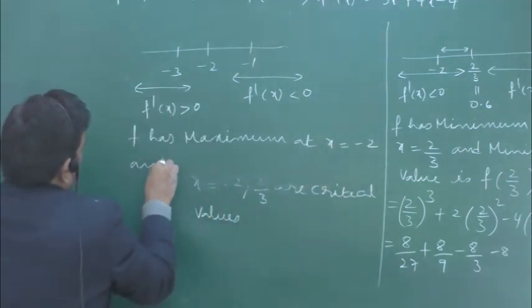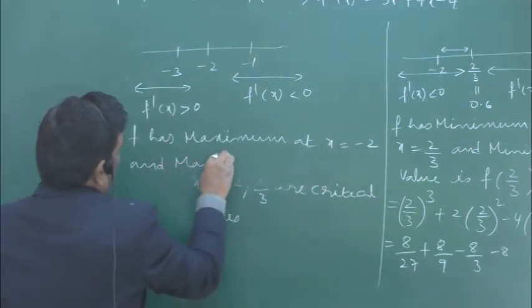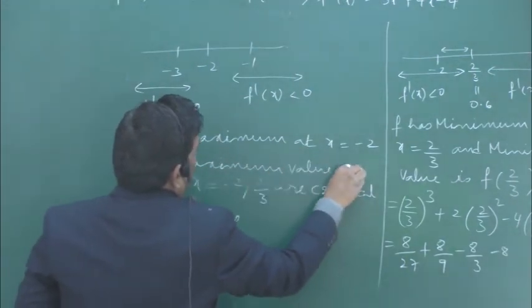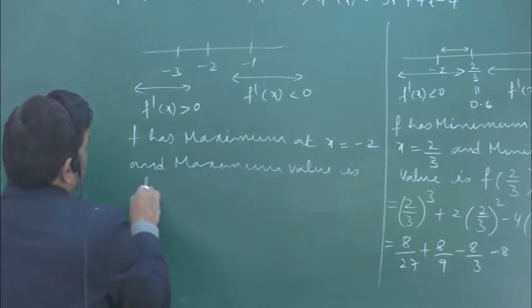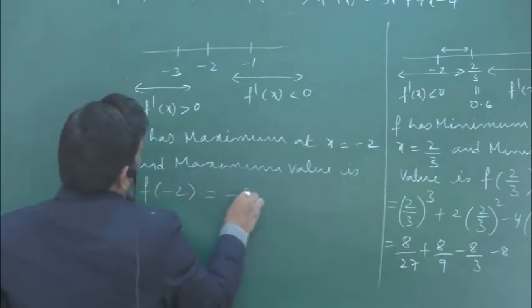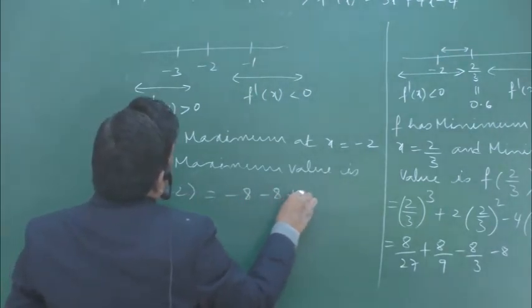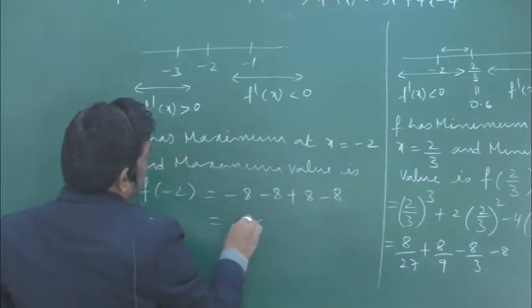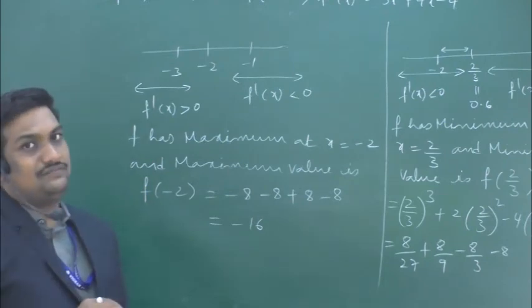And the maximum value is f of minus 2. It is minus 8 plus 8 minus 8. It is minus 16. Minus 16 is the maximum value for the given function.